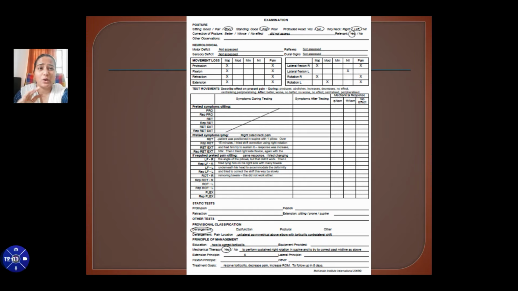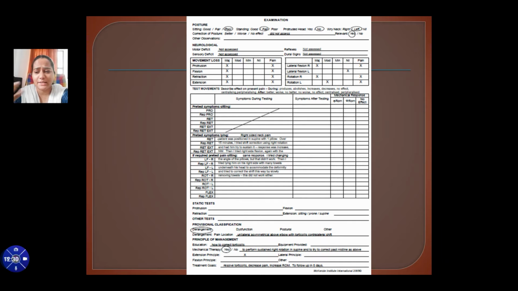So after all this movement examination is done, all the movements you have checked, then you have to go for the static test. So in static test, again you will be checking for protraction, retraction, flexion and extension. When you ask the patient to maintain that position, whether flexion, then ask the patient to be in flexion position, and whether that is increasing the pain, decreasing the pain, or what effect does it have on the neck pain, that you have to mention there.